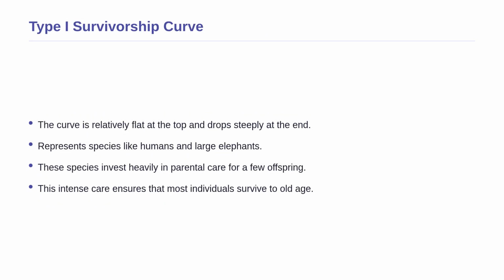Let us look at the first strategy, the Type 1 curve. On a graph, this curve is relatively flat at the top and then drops steeply at the very end. This represents species like humans and elephants. These species have an evolutionary strategy where they produce very few offspring, but they invest heavily in parental care. Because of this intense protection and nurturing, most individuals survive through infancy and adulthood, only dying off when they reach old age.